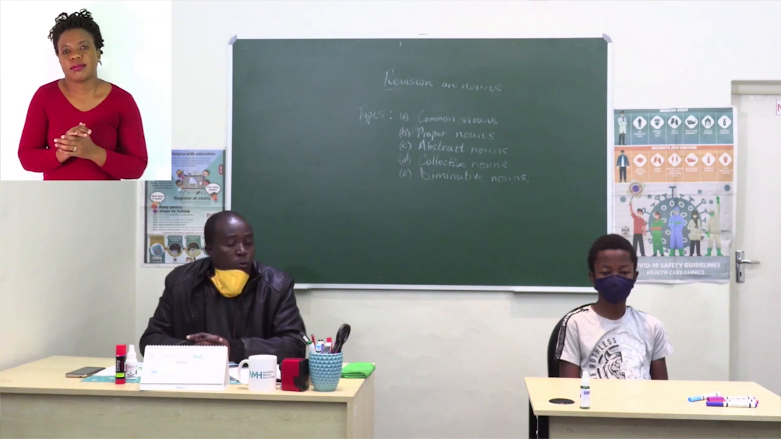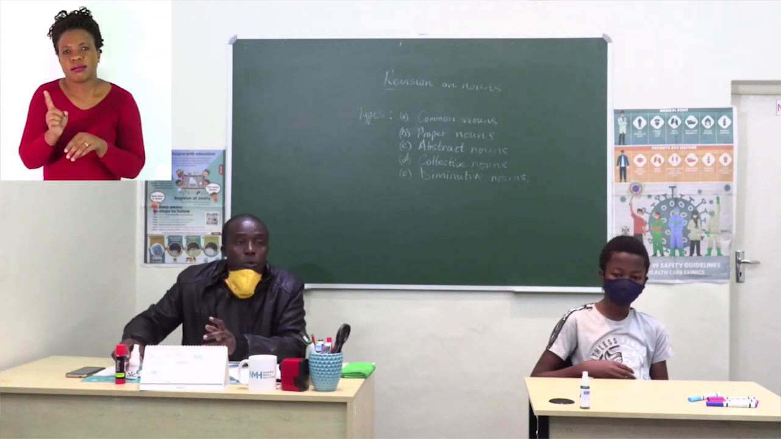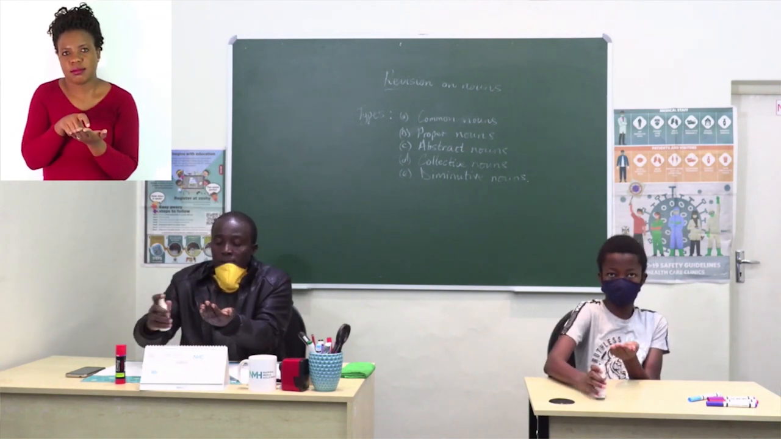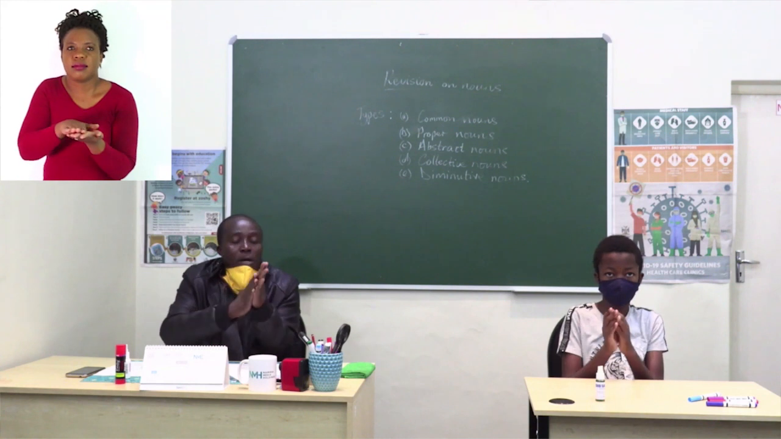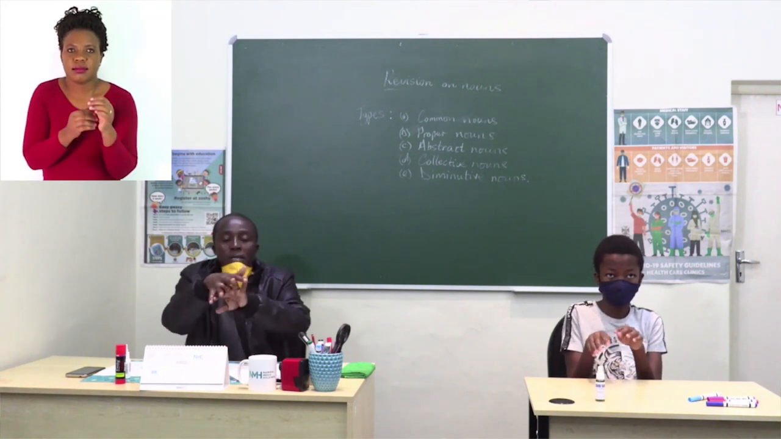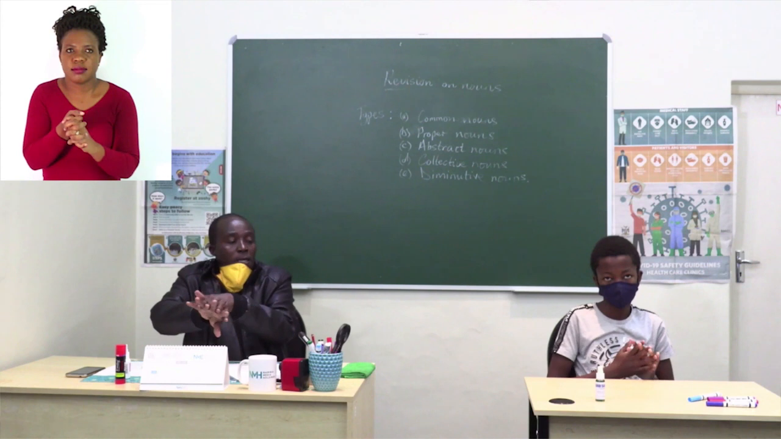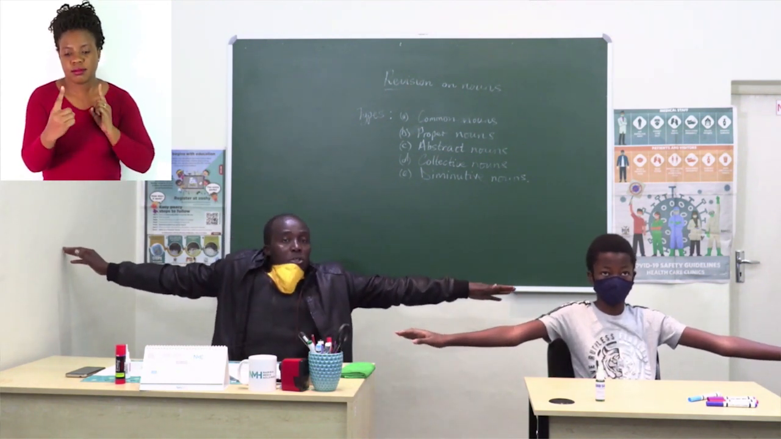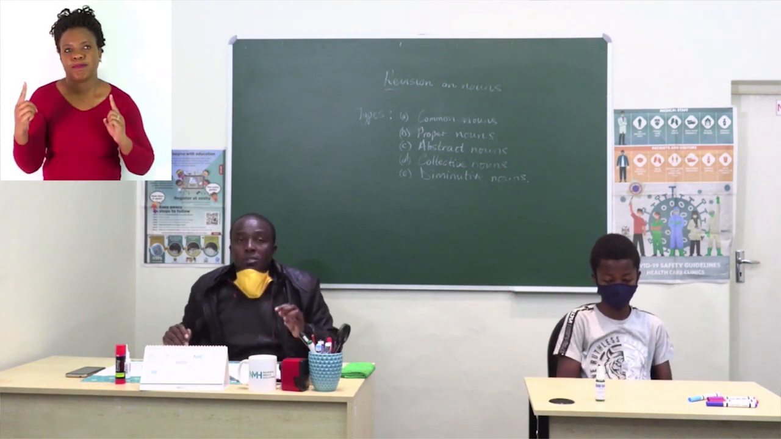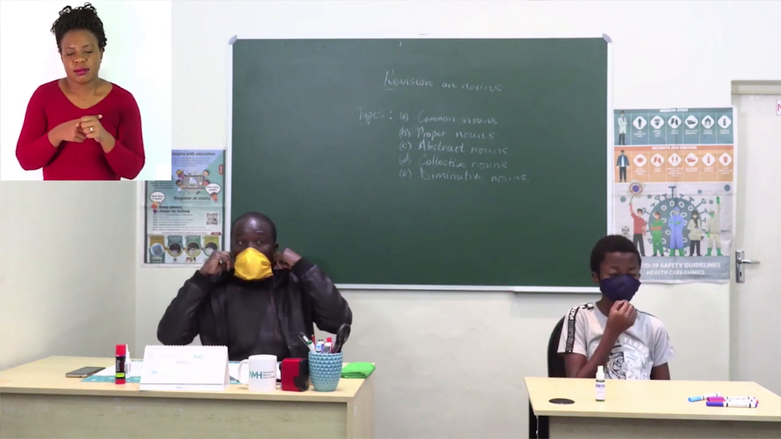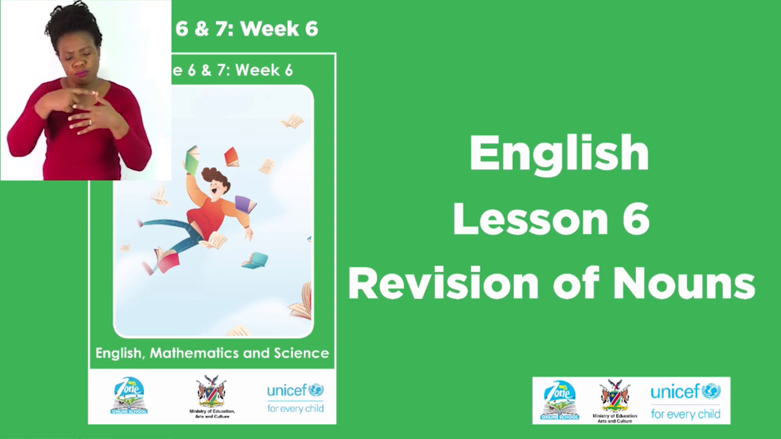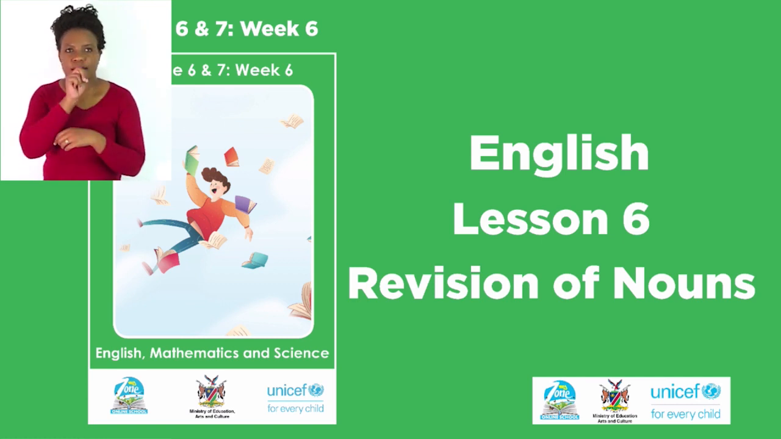But before we do that, boys and girls, let us always remember to sanitize our hands. We do that inside our palms, outside, in between the fingers. And also, we should remember to keep 1 meter apart, a social distance, and always remember to put on your mask. All right. Now, today's lesson is going to be a summation of our nouns.